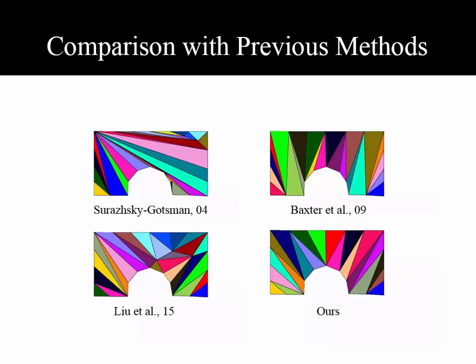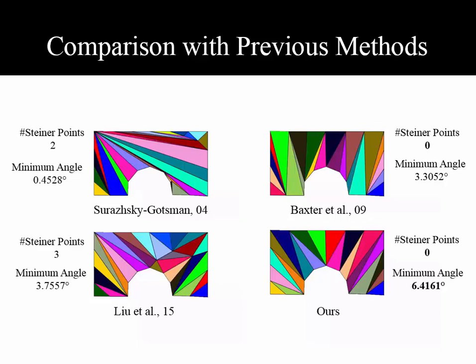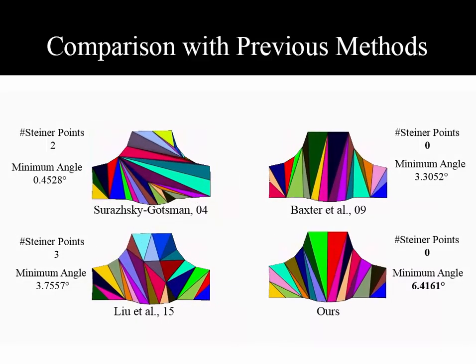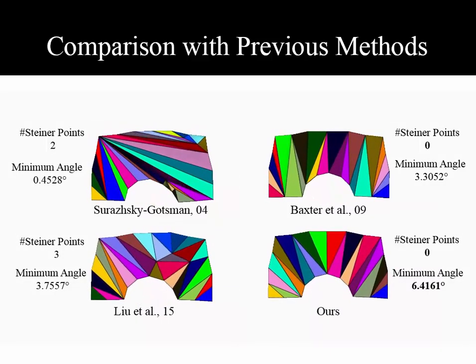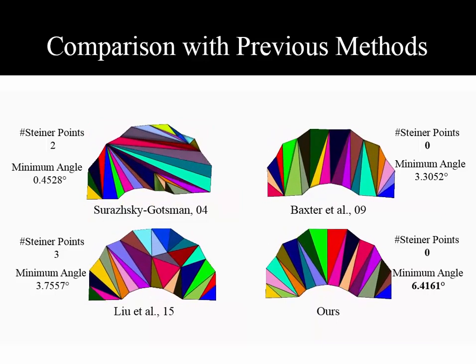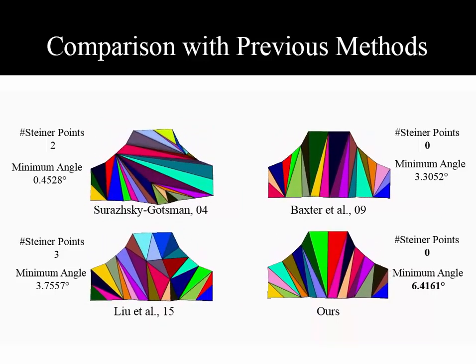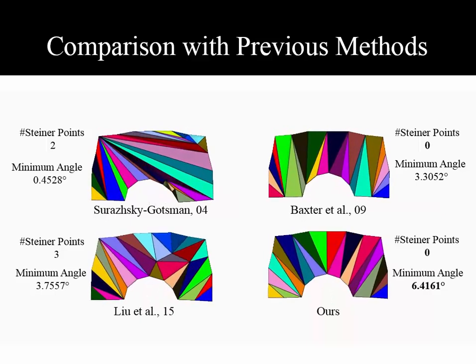Here, we compare our method with existing compatible triangulation algorithms. Here is one example of comparing different compatible triangulation methods. We can see that Surazhsky-Gotsman's method generates some long thin triangles that may cause inconsistent rotation problem for rigid shape interpolation method.